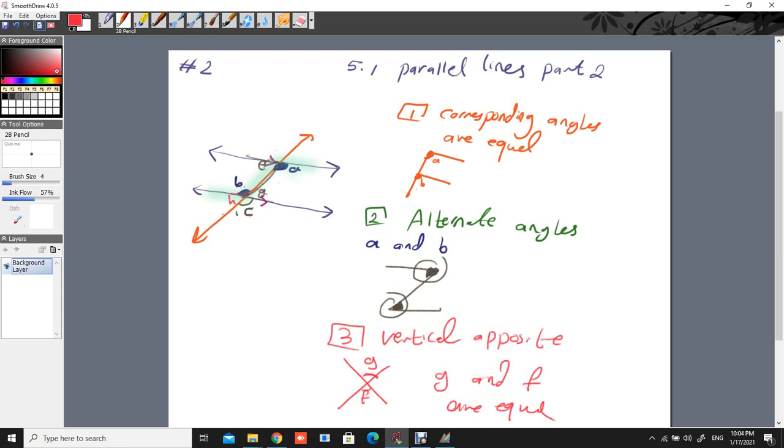So we have three kinds. We have corresponding angles like the letter F, alternate angles like Z, and vertically opposite angles, which are like X. This angle is congruent to this angle, this angle is congruent to this angle. You have to know the meaning of these three kinds, and you have to connect the angles and the relationship between these angles. Thank you so much.